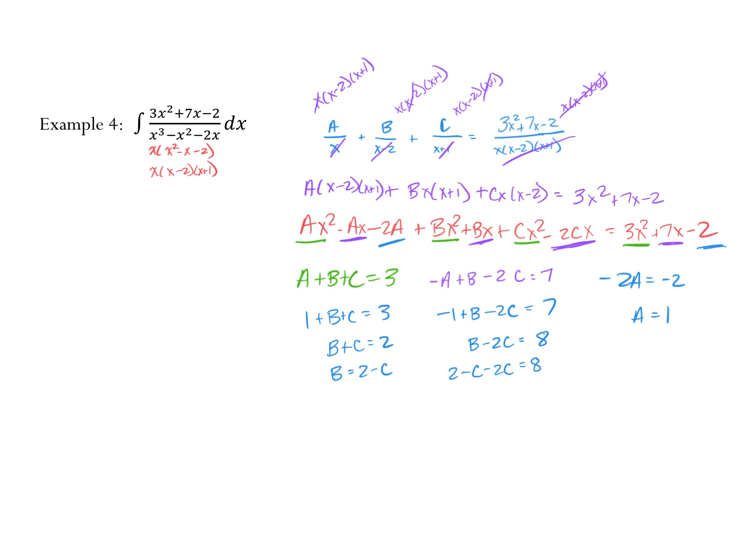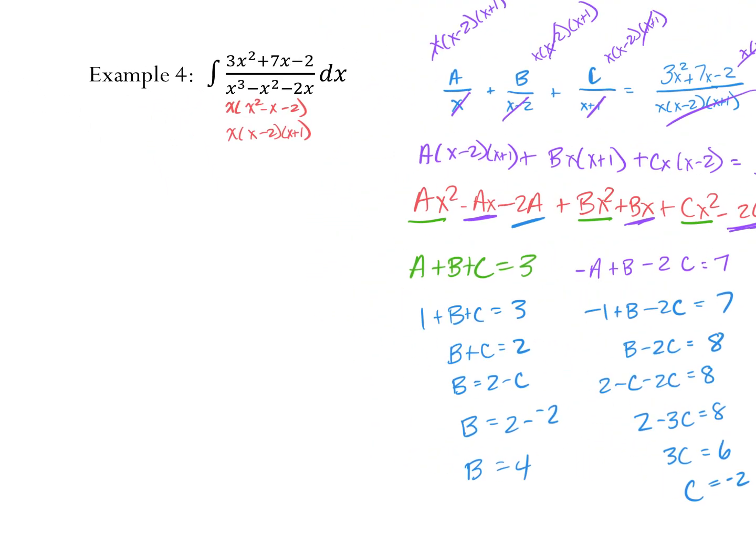Just doing a little bit of work here. I now have 2 minus 3c equals 8. 3c equals 6, so c equals negative 2. And then b would equal 2 minus negative 2, so b equals 4. Again, solving systems, you've done systems for a long time, but you might be a little bit rusty on it.